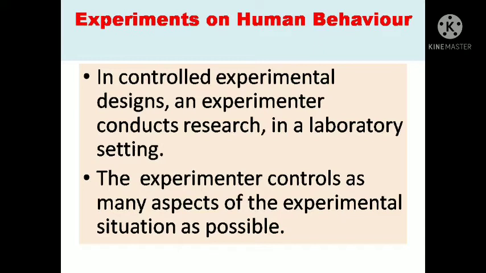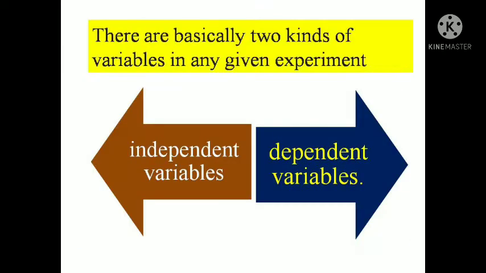First one, experiments on human behavior. In controlled experimental designs, an experimenter conducts research in a laboratory setting. The experimenter controls as many aspects of the experimental situation as possible. There are basically two kinds of variables in any given experiment. First one is independent variables and second one is dependent variables.